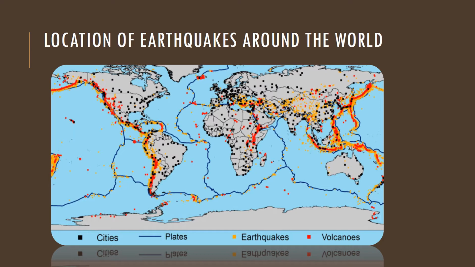When you look at your yellow dots, they are quite close to your plate margins. And so when you look into a map, location of earthquakes around the world, the earthquakes are usually located very close to plate margins. And as we go further with the lesson, you will understand why.